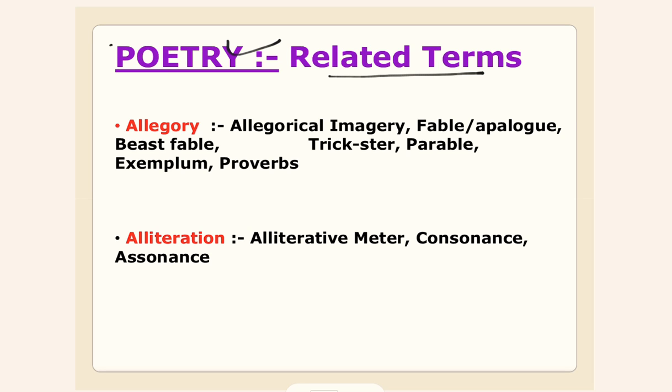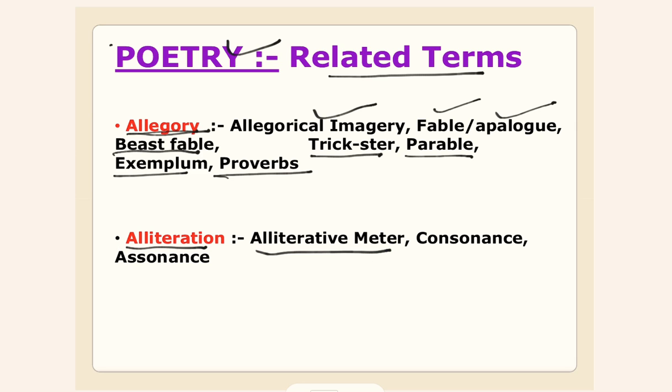The very first term is allegory. Here, allegorical image, fable, apologue, beast fable, trickster, parable, exemplum, proverbs. Dear aspirants, if you want these points, you can pause the video and write them down in your notes. The next one is alliteration. Here alliterative meter, consonance, assonance.